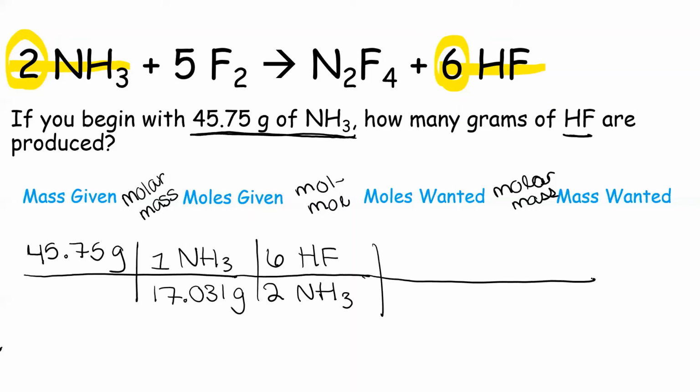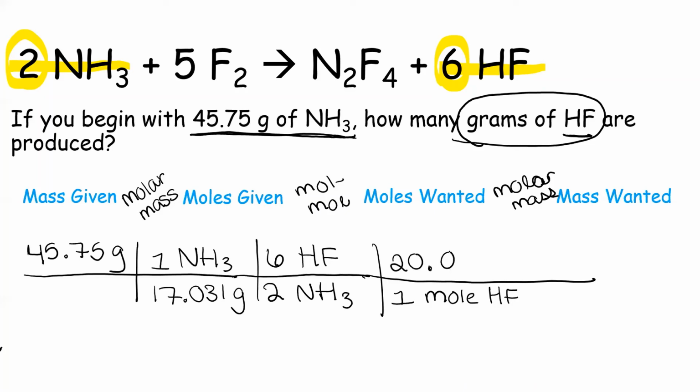Now my last thing is to find my molar mass of what I want. In this case, that is grams of hydrofluoric acid. So I'm going to find that molar mass, and I know that's equivalent to 1 mole of that substance. The molar mass of hydrofluoric acid is approximately 20.01. And once I found that, I'm going to plug everything in and then divide.